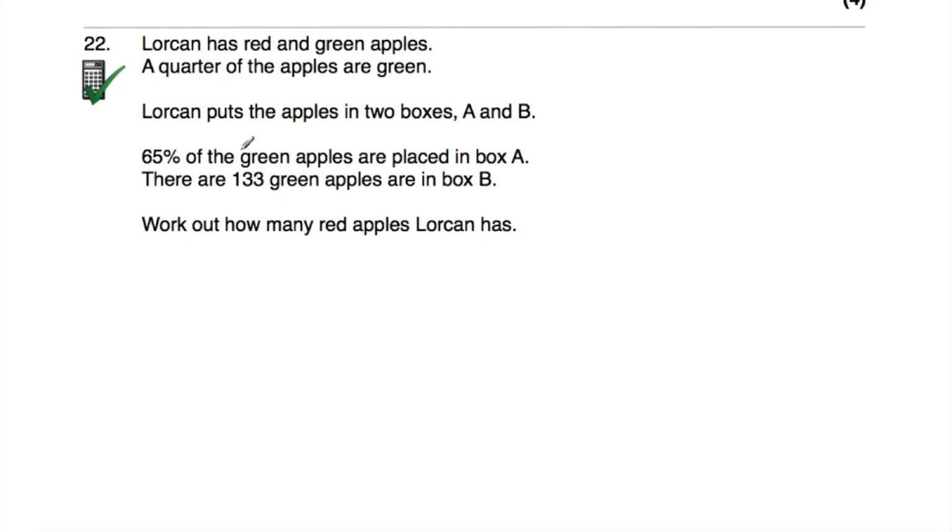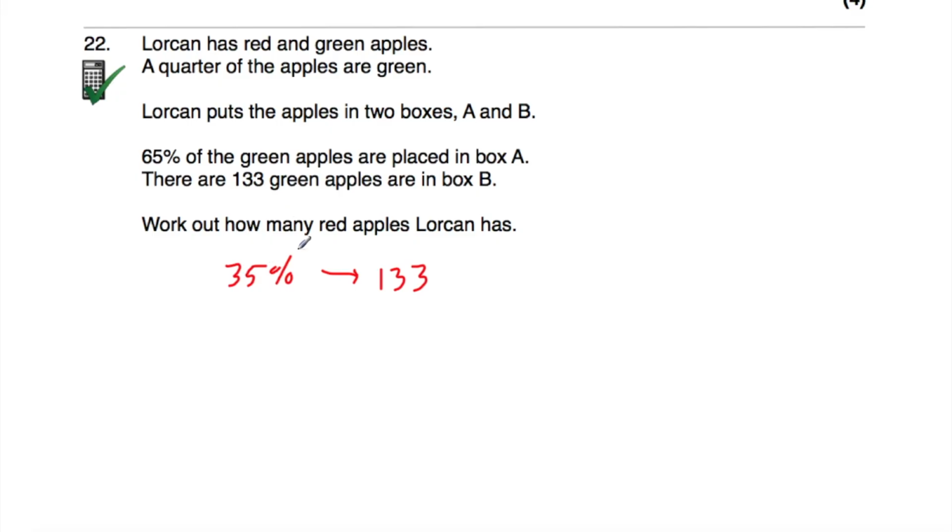Okay, so in terms of this question, we want to find out how many red apples he's got. But what I'm going to do to begin with is focus on the green apples here, because we're told that 65% of the green apples are placed in box A, and then we're told that there's 133 green apples in box B, and that's the rest of them. So if 65% of the green apples are placed in box A, that means the rest, which is 35% of them, are placed in box B, and that's equal to 133. So that means 133 green apples in box B represents 35% of the green apples.